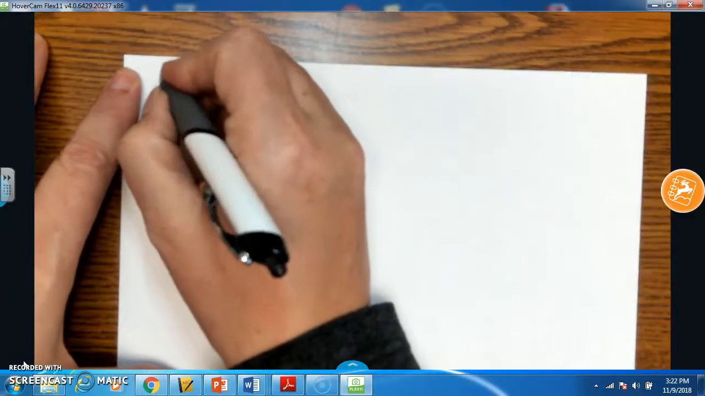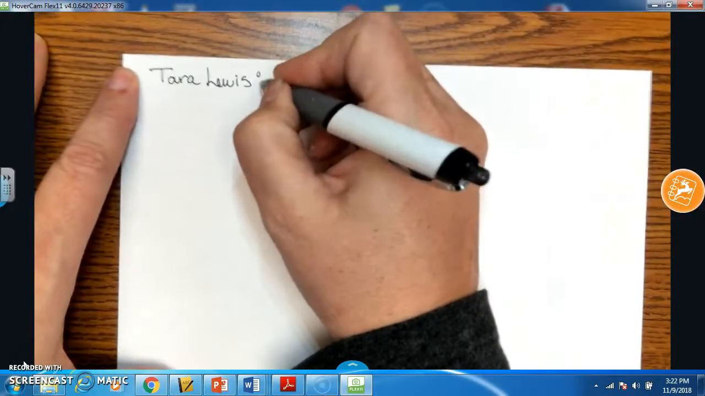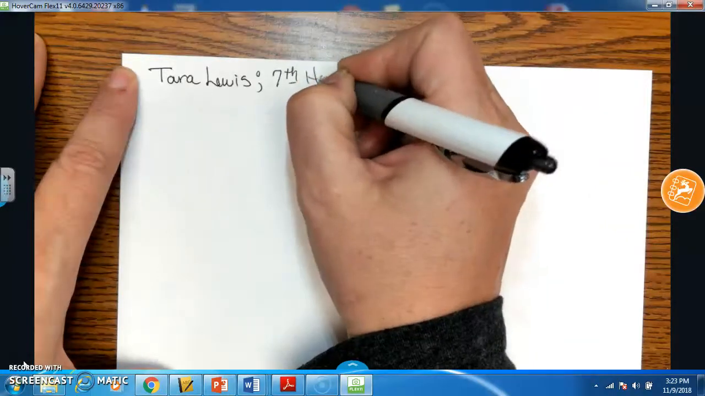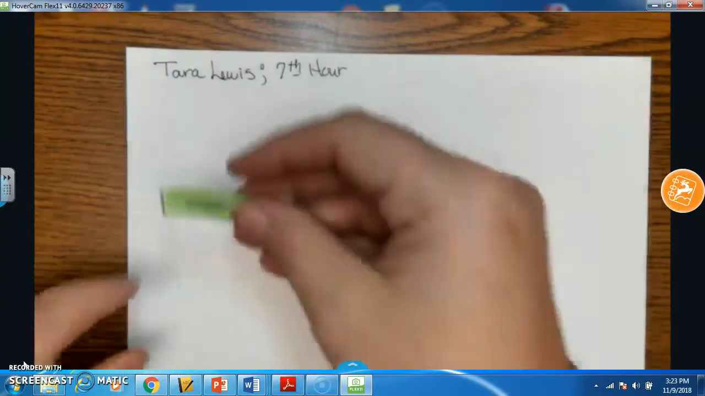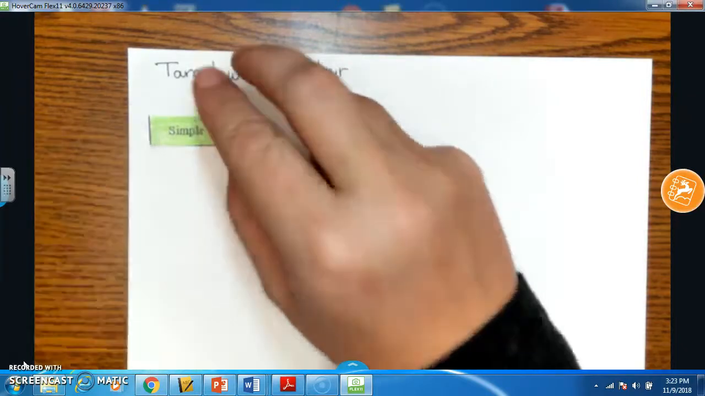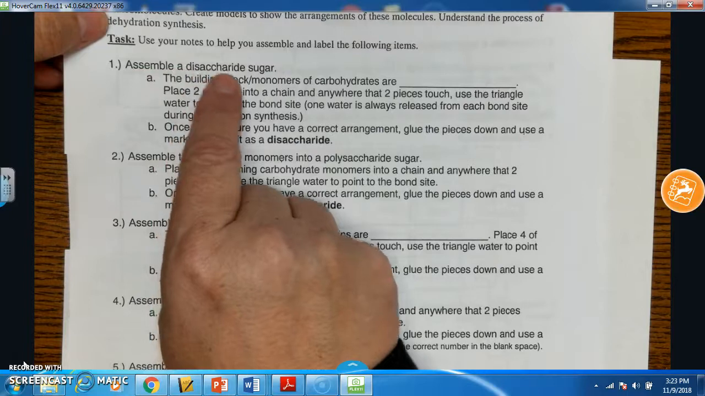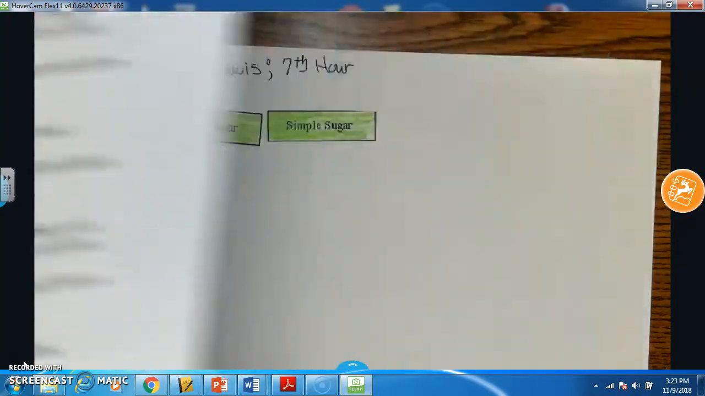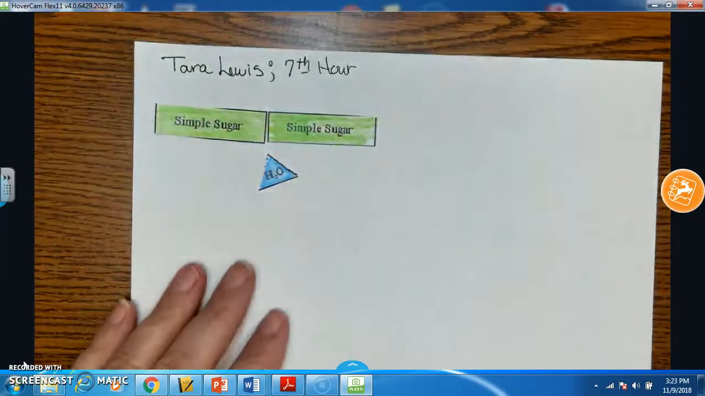Okay, so pretending I have all my pieces cut out, I'm going to get my blank piece of paper and write my name in the top left-hand corner along with my hour. Okay, if I can't read it, I can't grade it. And then I'm going to take my pieces however I think they need to be, and I'm going to put them in the order of my sheet. So if we're talking about assemble a disaccharide sugar, then that's the first thing that I should see when I'm grading your sheet. Okay? And taking a look here, I'm going to assemble them.